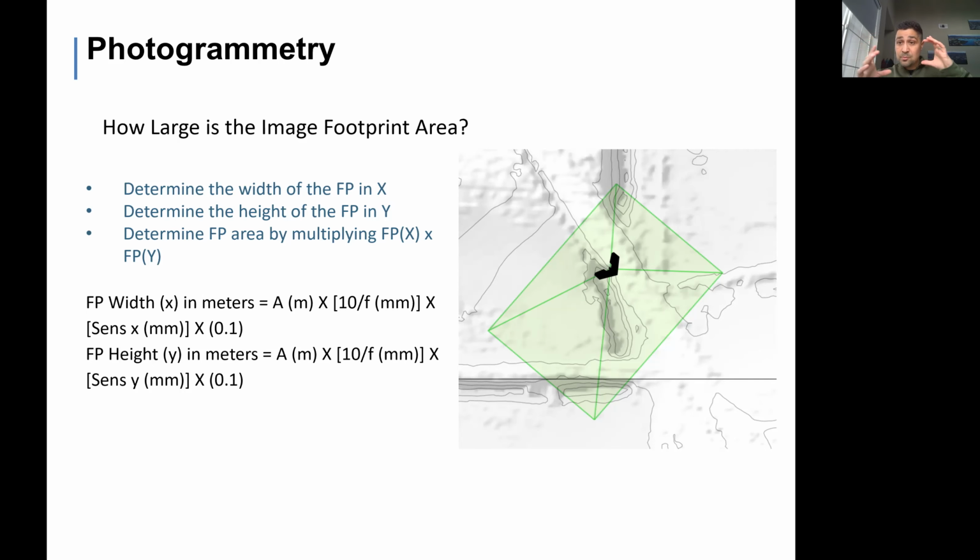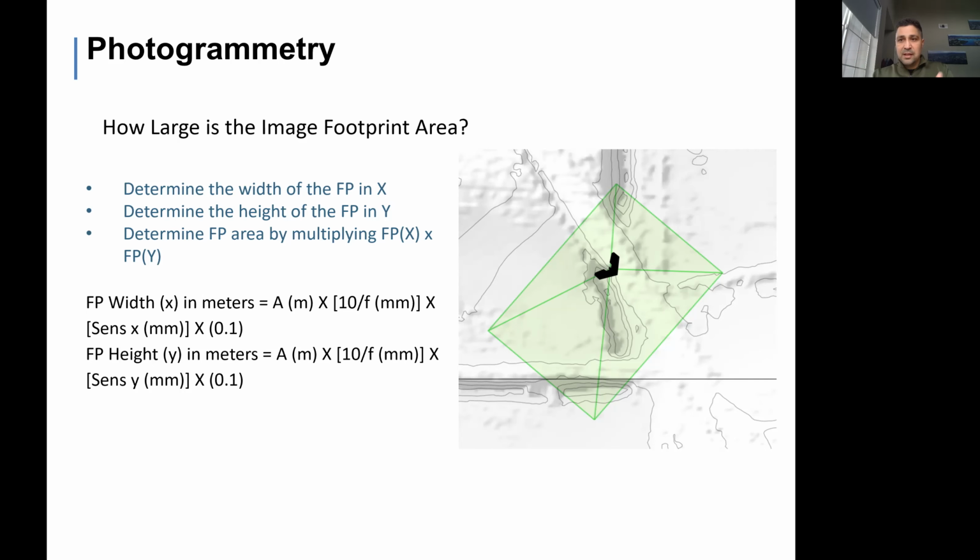We have to go back to some algebra here. It's like basics of ninth grade algebra. 10 divided by the focal length, times your sensor's X size in millimeters. I'm not saying how many pixels there are, but I'm saying the physical size of the width, and then times 0.1.